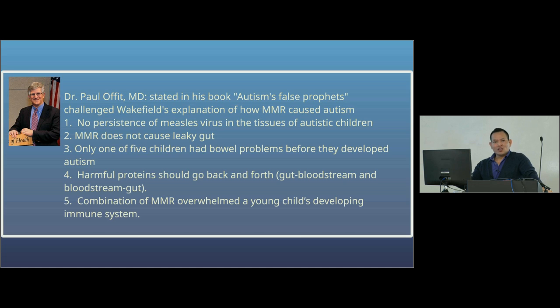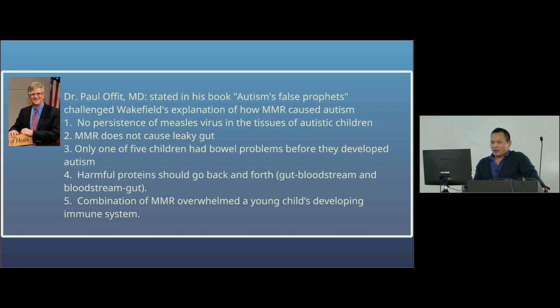Okay, so from the work of Unigenetics, and from the work of others who look at thousands of samples, they can never find measles virus in the tissues of autistic children that Wakefield and his group claimed. He stated that MMR does not cause leaky gut. That means it doesn't destroy the gut where now you have proteins go back and forth between your brain and your stomach and the blood system.